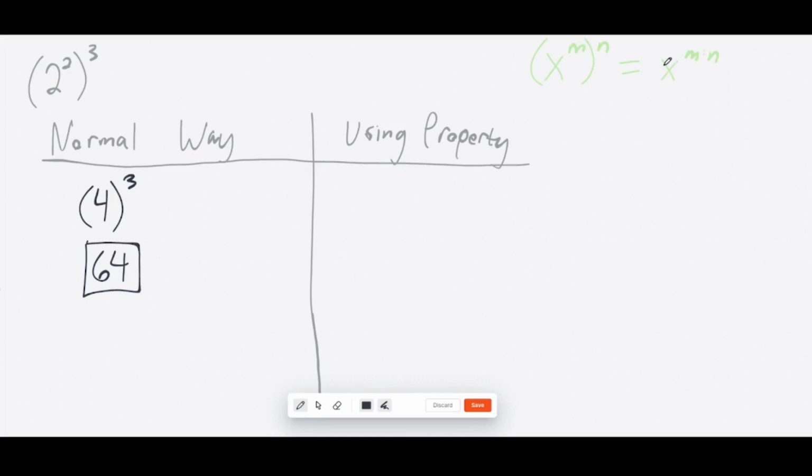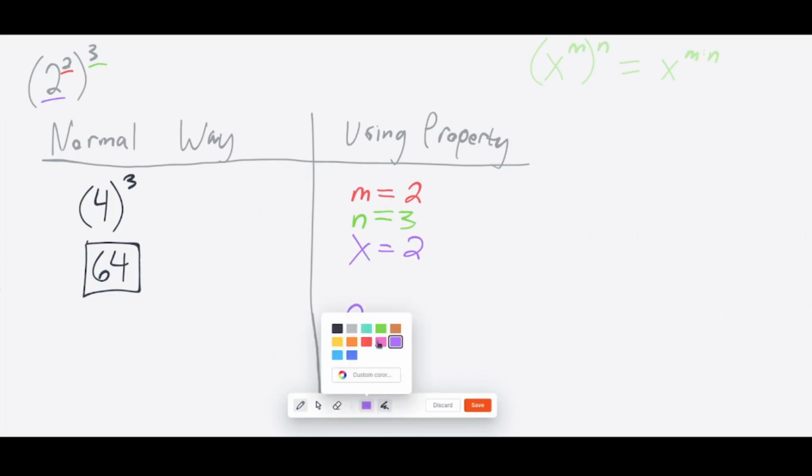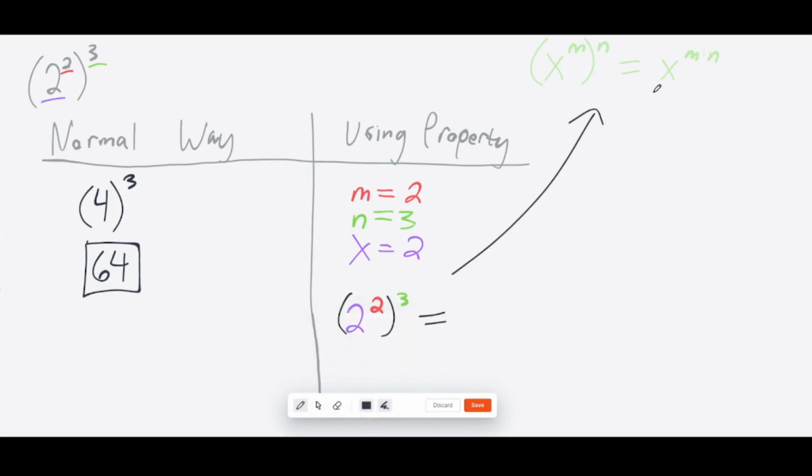However, if we were looking at it through this new perspective, we would say that m, which is our internal exponent, would be 2. And then we would say that n, our external exponent, would be 3. And then our base here is also 2. If we use these values, then on the left side we would have 2 raised to the second power, cubed.